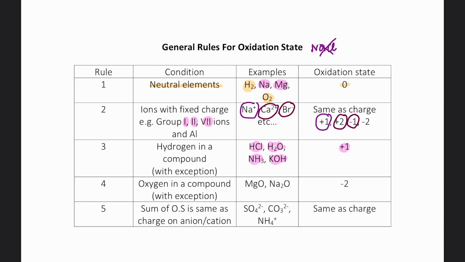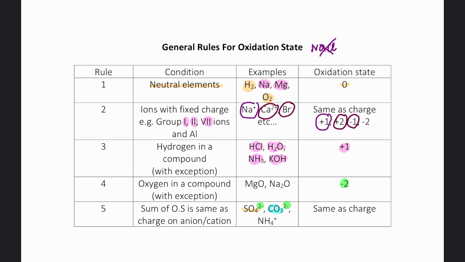Followed by oxygen in a compound, with one exception, which will also be covered in a later slide. If not, the oxidation state of oxygen will always be -2. And the last rule is the sum of oxidation states will be the same as the charge of the ion, anion and cation. For example, the sum of oxidation states of SO4 will be equal to -2. And the sum of all the oxidation states of CO3 will be the same as -2.